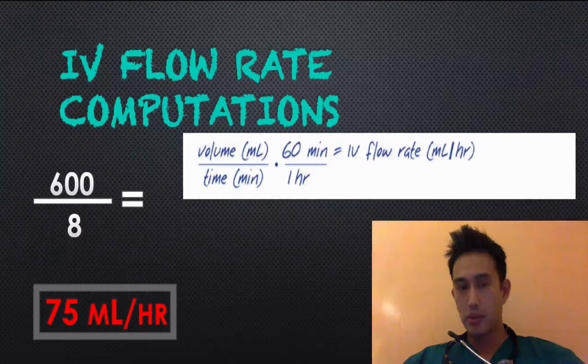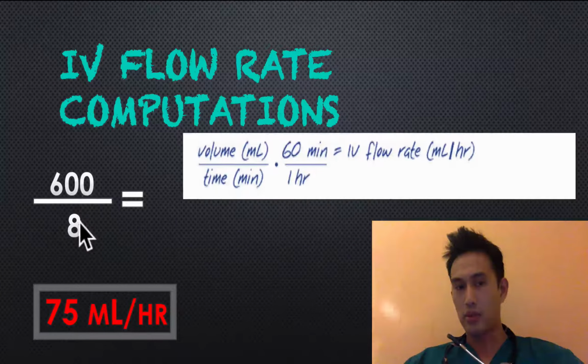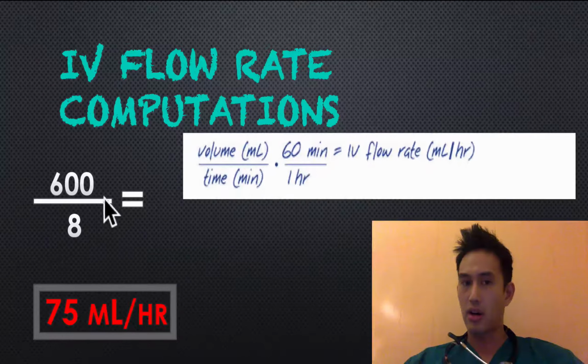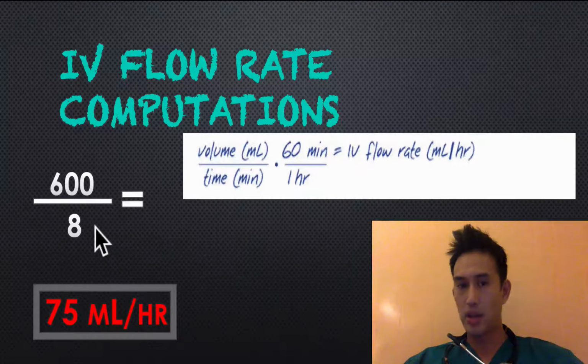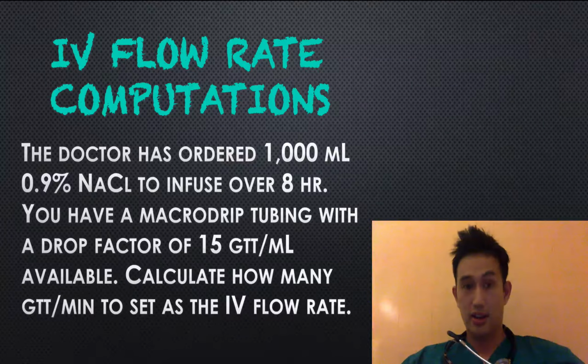Now, the last two problems we had were given in hours, so we didn't have to take this extra step to turn the time into minutes and times it by 60. Because if you have it in hours, you can just divide the volume by hours. Now, if the time itself was actually less than an hour, let's say 30 minutes, then you would do, for example, 600 over 30 minutes times 60, and that would give you the IV flow rate. But for the most part, most questions are usually in hours. But just remember, key pointer, if it's not in hours, you're going to have to put it in minutes and multiply it by 60. Alright guys, next question.